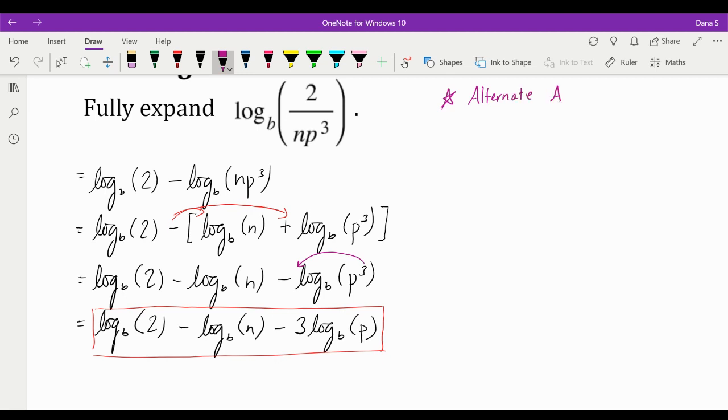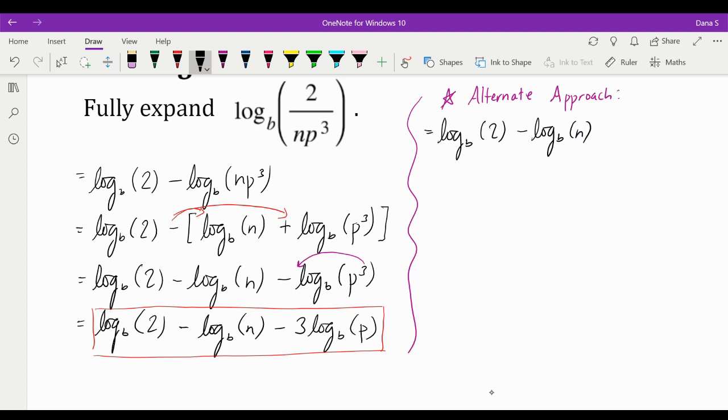allows us to use the product law and quotient laws together. What I would do is say whatever component of the argument is in the numerator will produce a positive logarithm. So 2 is in the numerator, so that will produce a positive log base b of 2. N is in the denominator, so that would produce a subtraction of log base b of n.